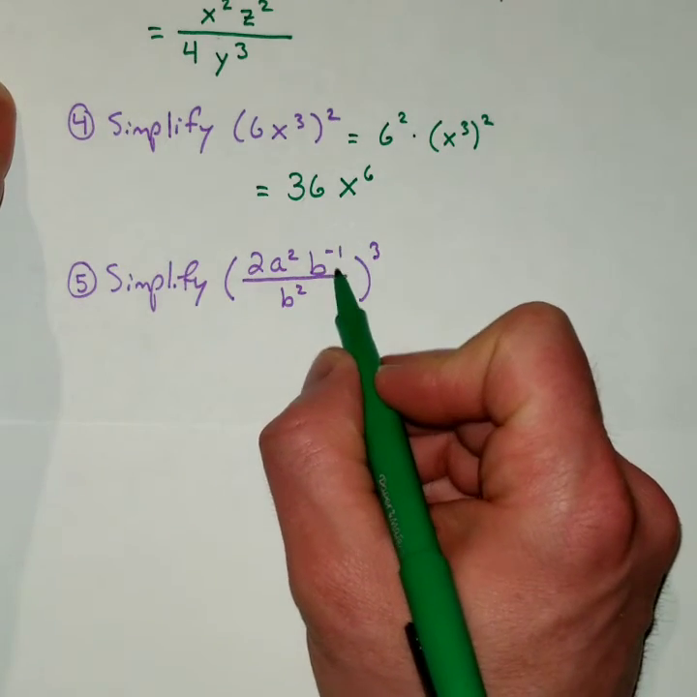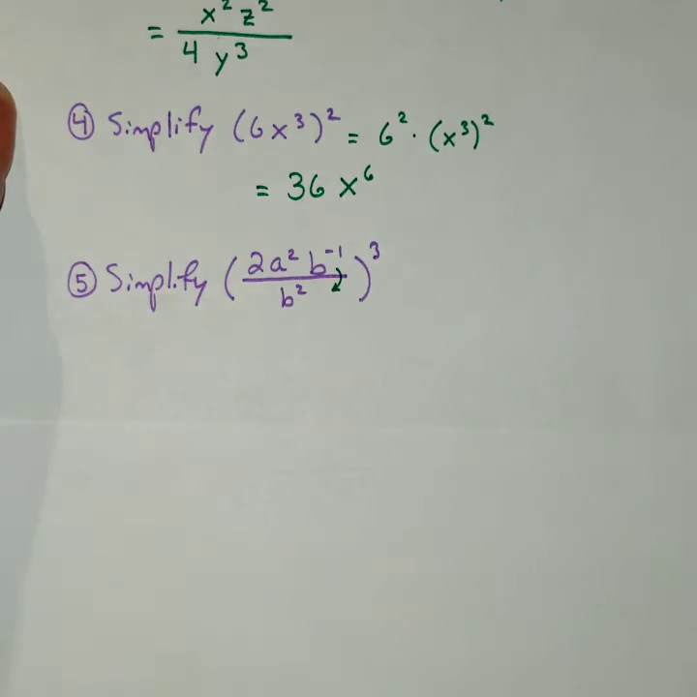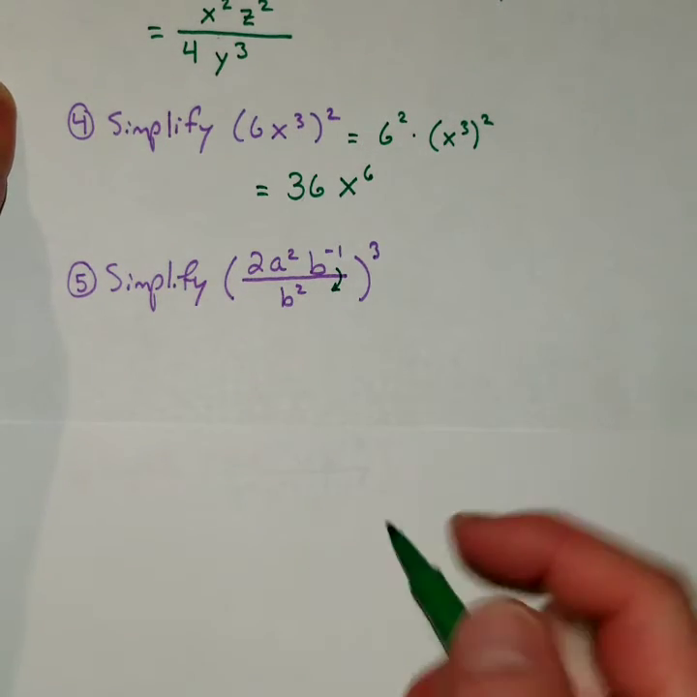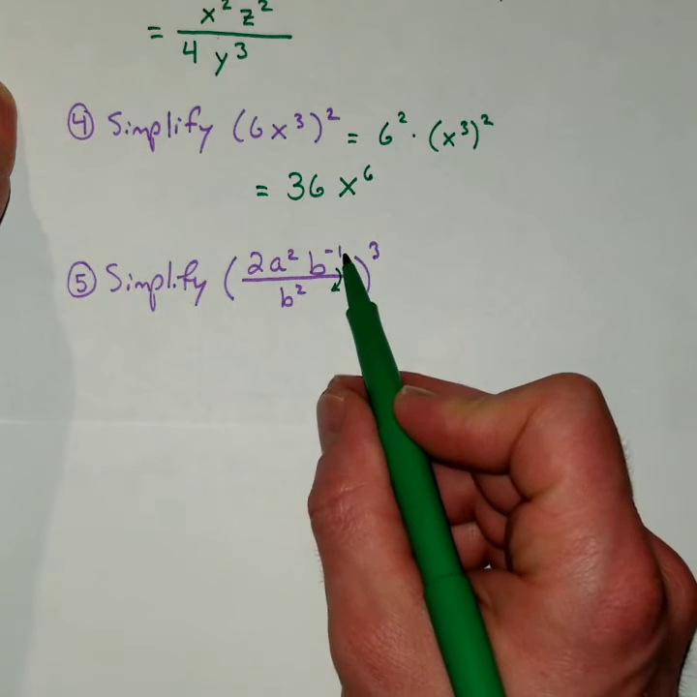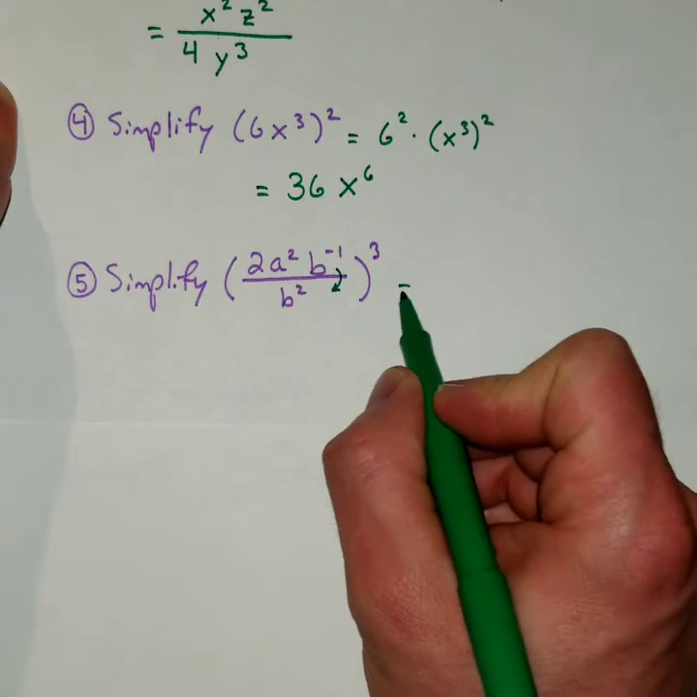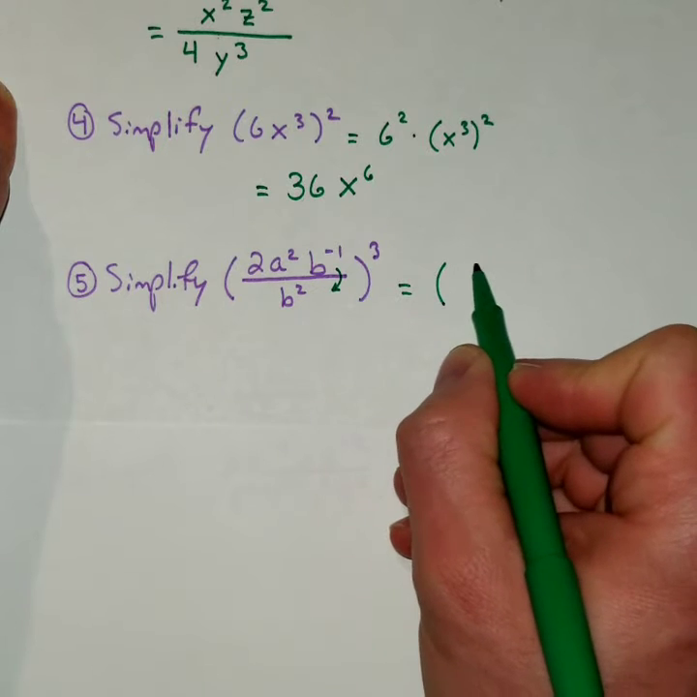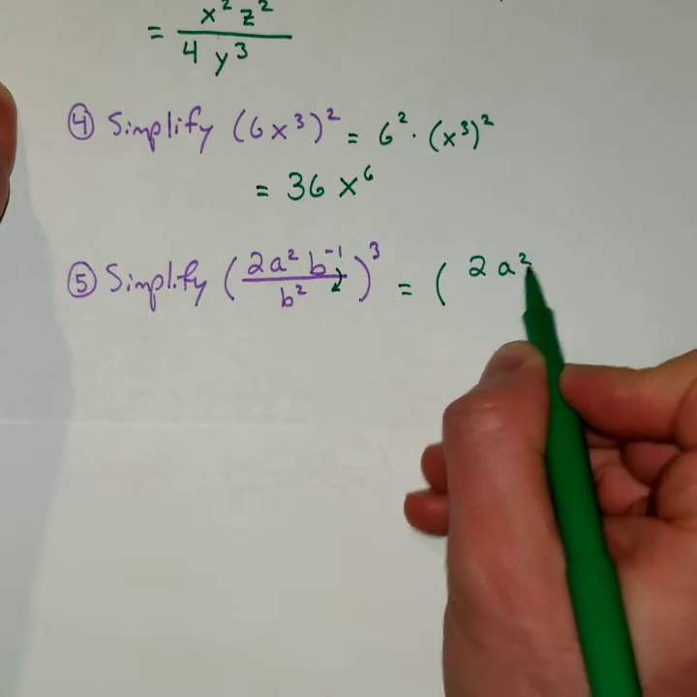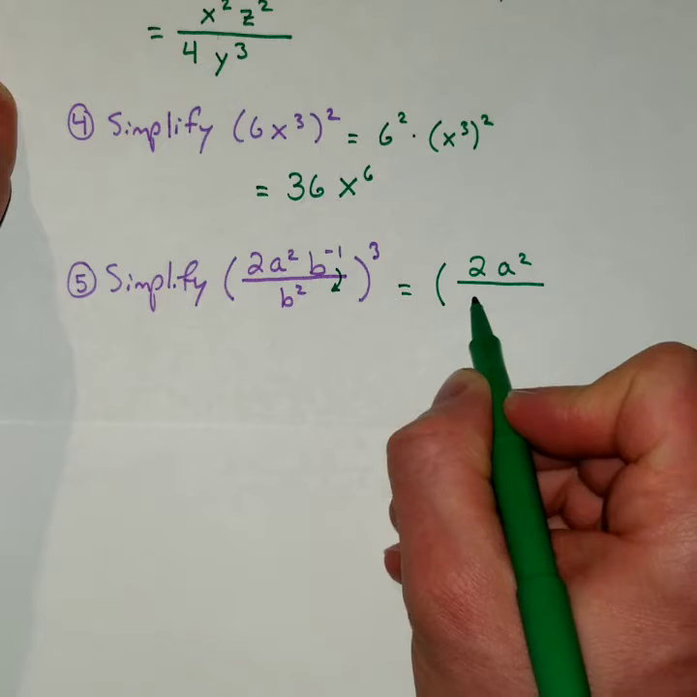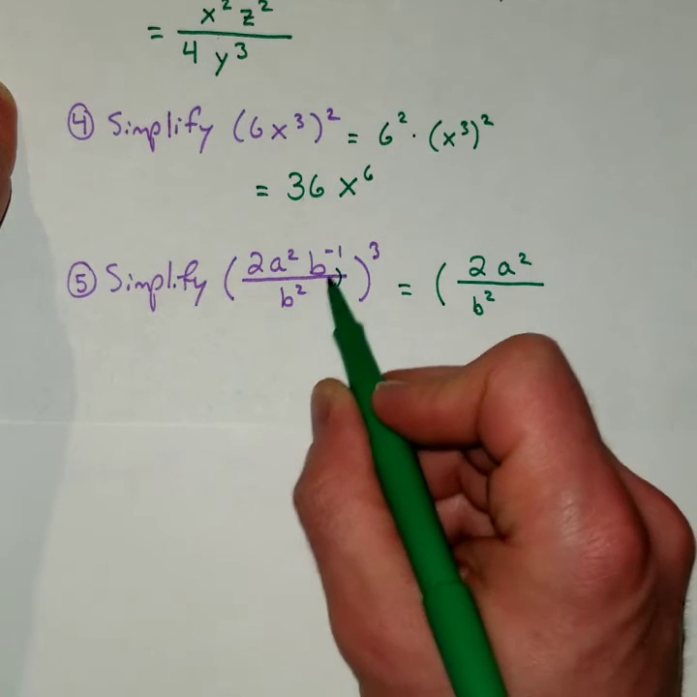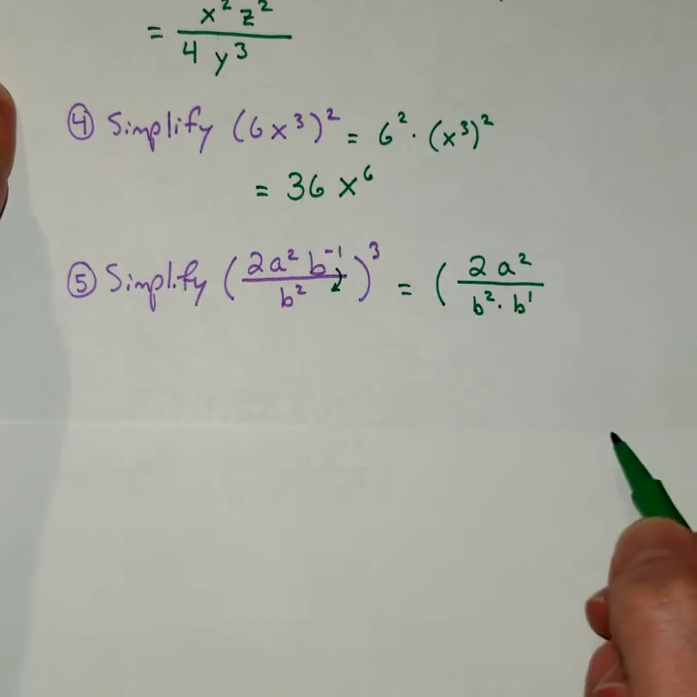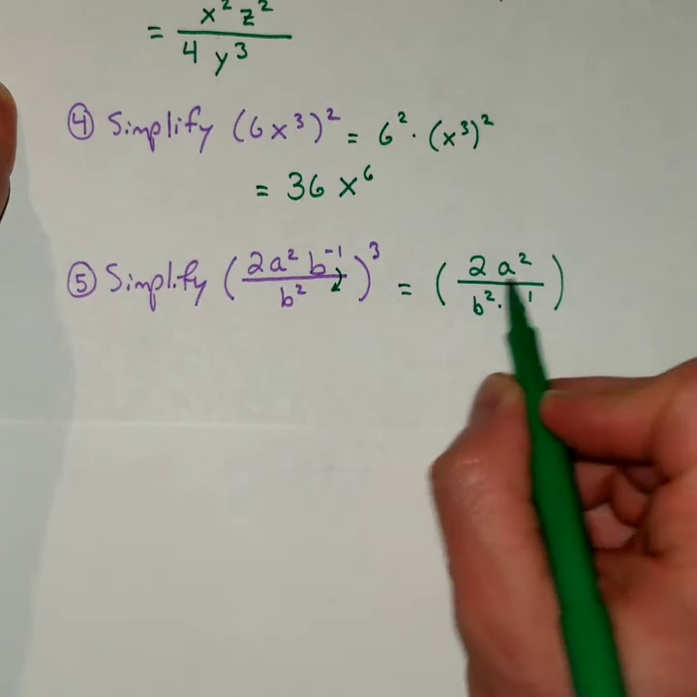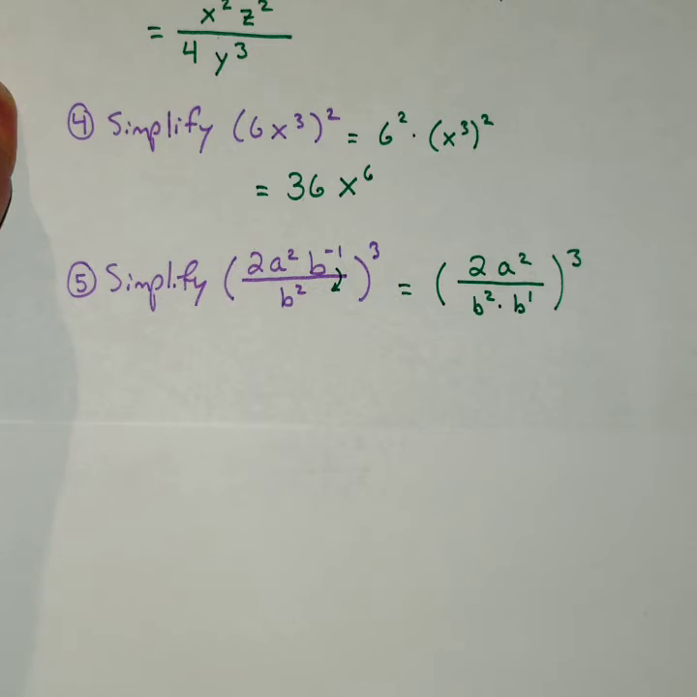Inside, this b to the minus 1 has to move to the denominator, and when I do so, it makes a positive power. So this becomes 2a squared on top. Still have the b squared on the bottom, but now this b to the minus 1 becomes a b to the positive 1 on the bottom, keeping my 3 exponent on the outside.